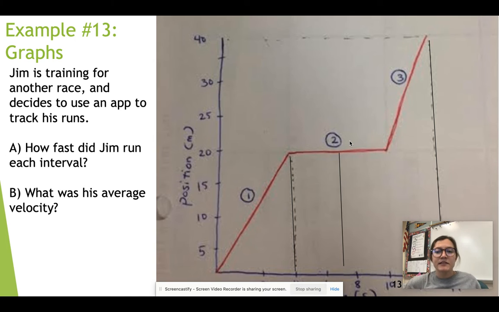Okay, concept example number 13. In 13, Jim is training for a race. He liked his first cross-country race, so he's training for a second race, and he's going to use an app to track his run. He's using Strava here. How fast did Jim run during each interval?